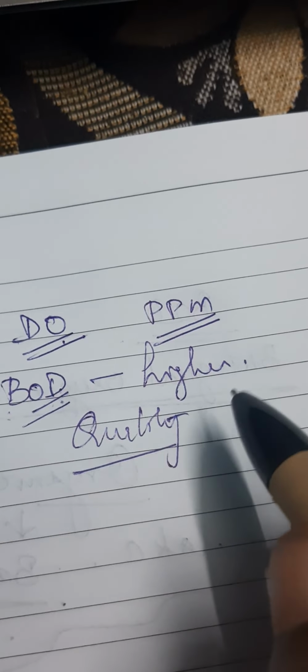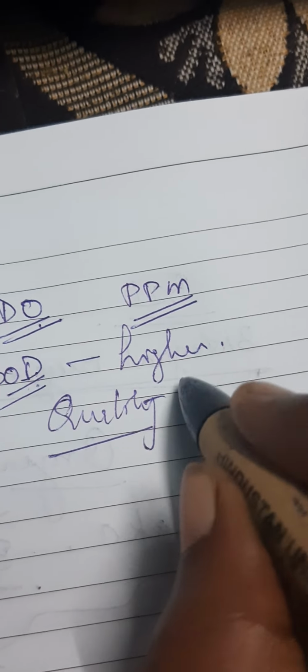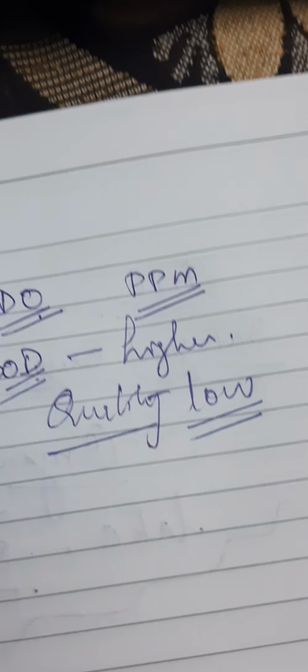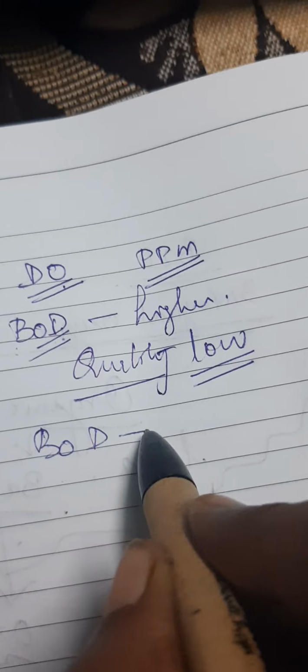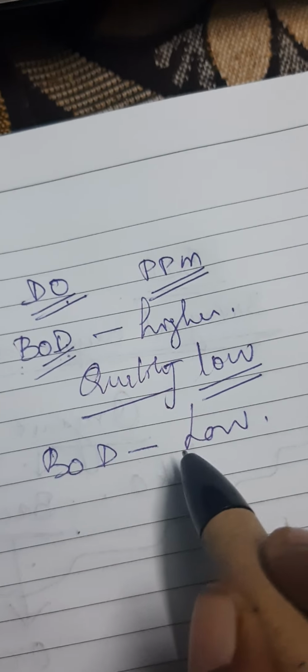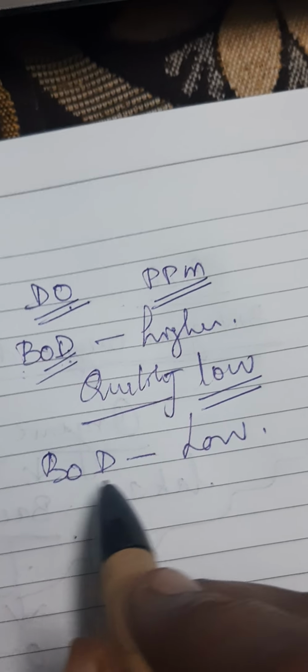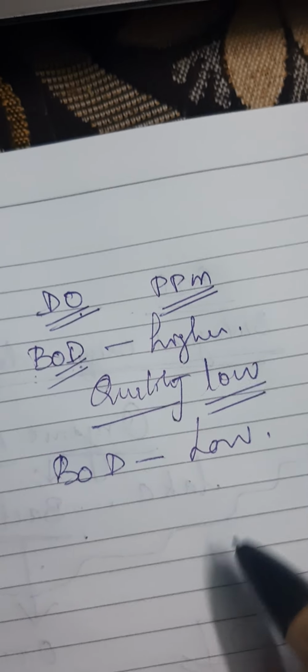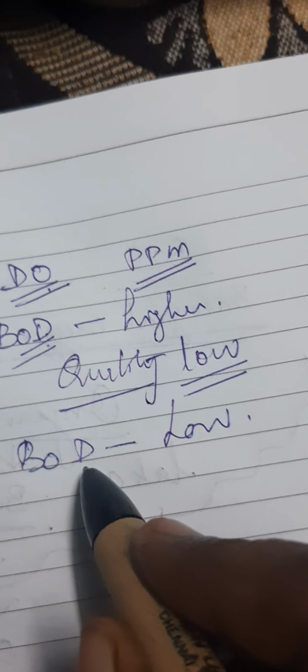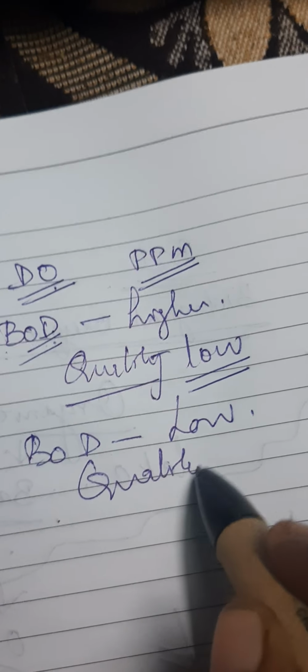If more amount of oxygen is required for decomposing the wastes present, then that means it has got more BOD value and the quality is very low. Quality of water is very low. If BOD value is low, okay, that means the amount of oxygen required for the bacteria to decompose the waste is less. So that means water is of good quality.